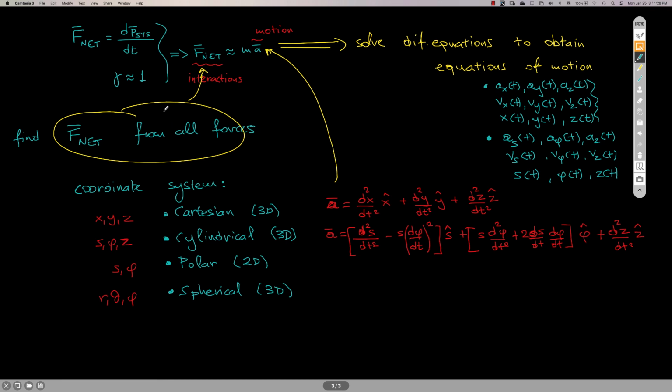Find the net force from all forces and choose the expression for acceleration on the coordinate system that you have chosen. How will you do that? Look in the book and copy and paste the expression for acceleration for your coordinate system, and from then solve the differential equations to obtain the equations of motion. And depending on the problem, you're going to get different equations of motion. That's all.